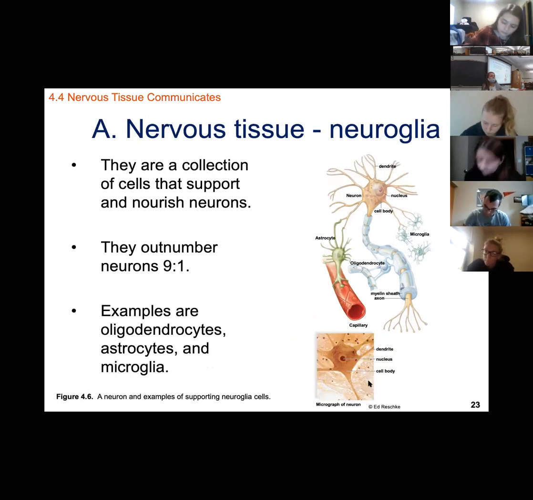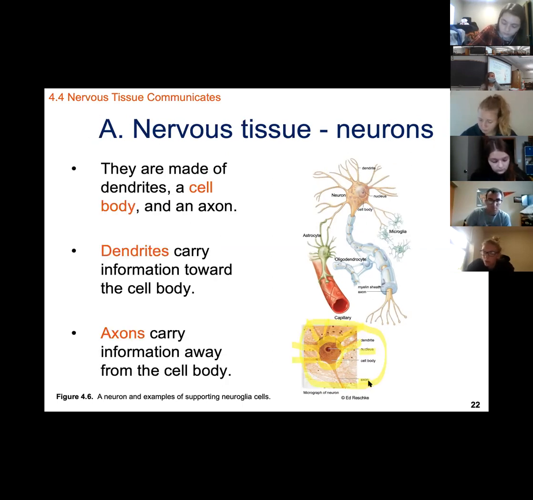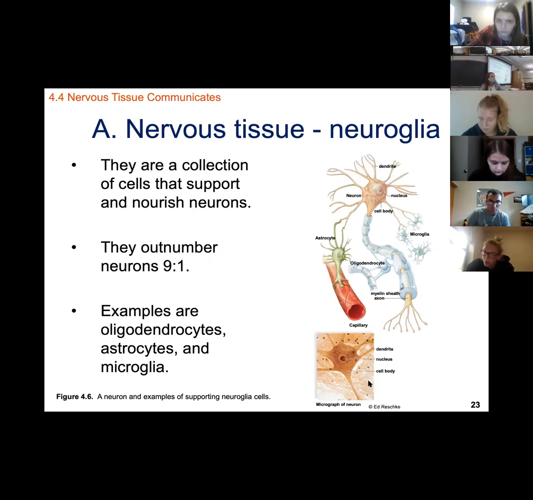Okay. So now we have neuroglia. These are a collection of cells that support and nourish those neurons. They outnumber neurons 9 to 1. So we just talked about what neurons are. Those are the ones that look like Mike Wazowski. Okay, and then we've got neuroglia. They outnumber neurons 9 to 1.